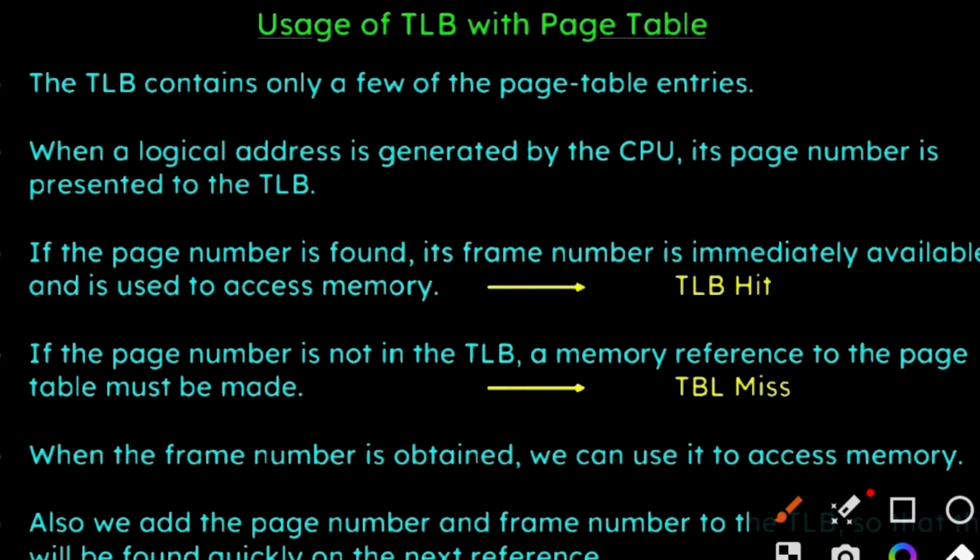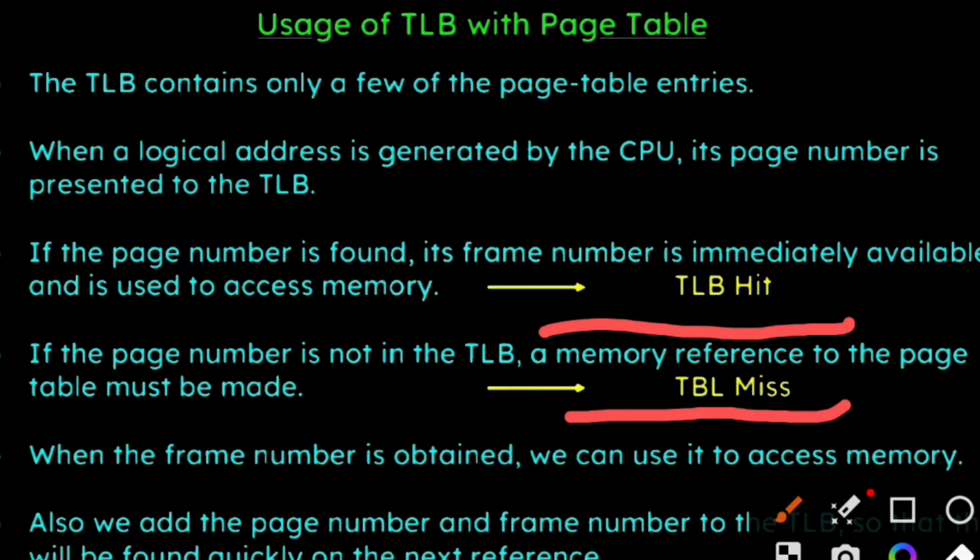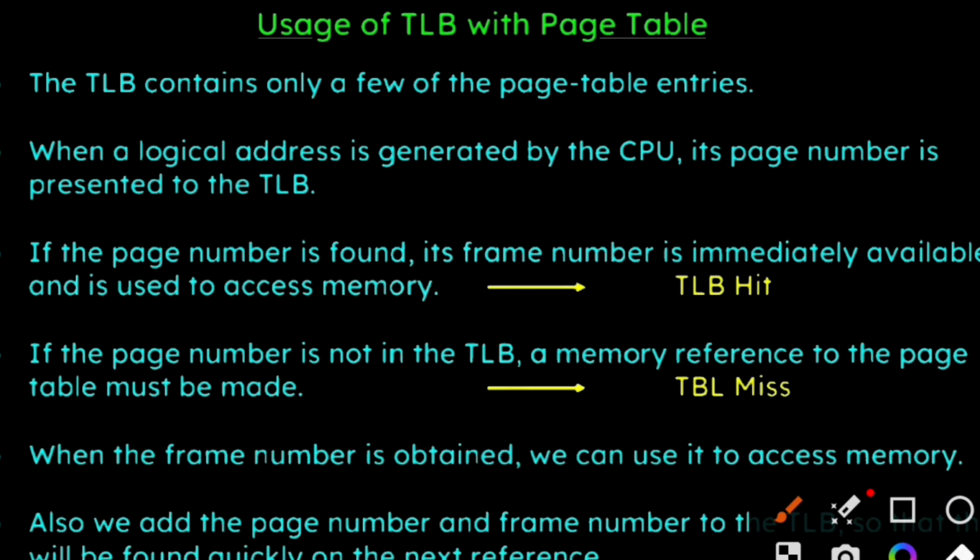When the CPU generates a logical address, that page number is presented to the TLB. So, we are expecting that it may be present in the TLB. If the page number is found, its frame number is immediately available and is used to access memory. That is a TLB hit. If the page number is not in the TLB, a memory reference to the page table must be made. That is a TLB miss. This is the basic functioning of the TLB.